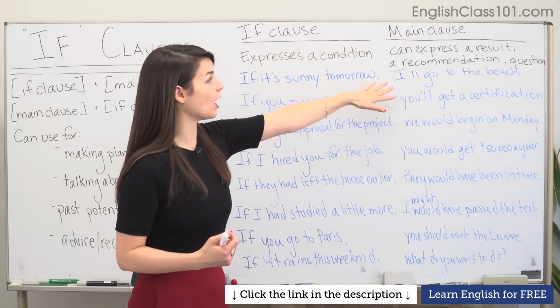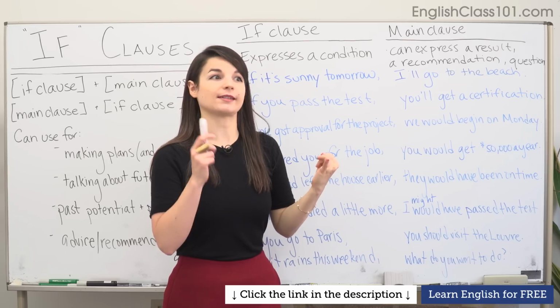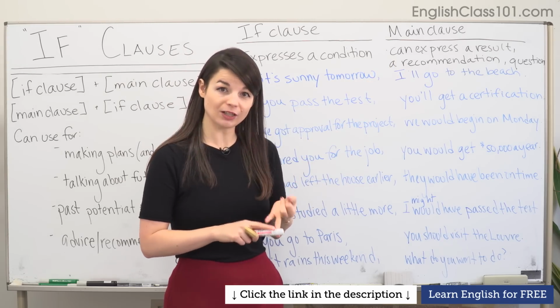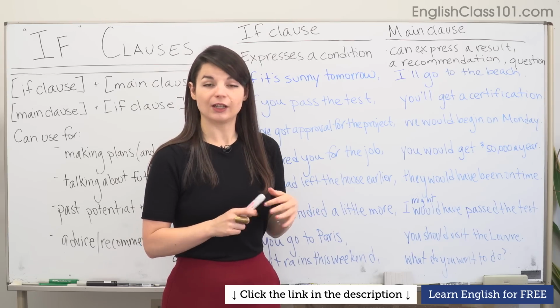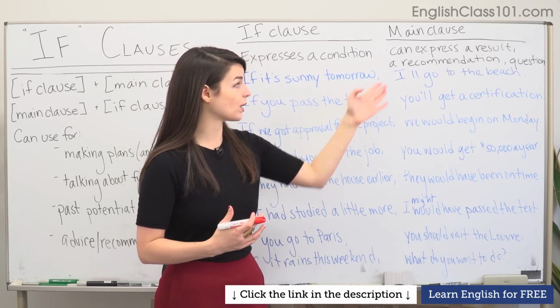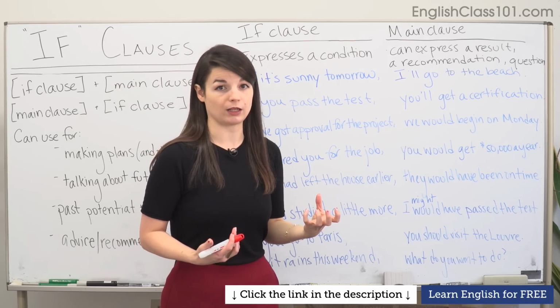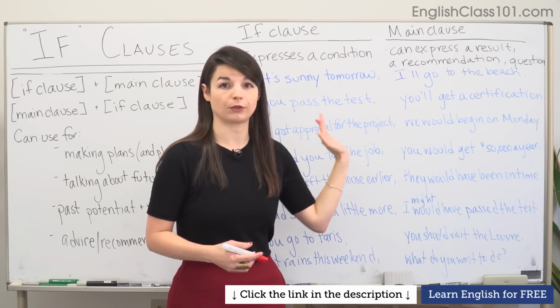So in our main clause, the main clause can express a result, a potential result. It can express a recommendation. It can express a question. So there are a lot of different things we can do with the main clause and a lot of different types of grammar we can use. So I want to look at a few examples here.